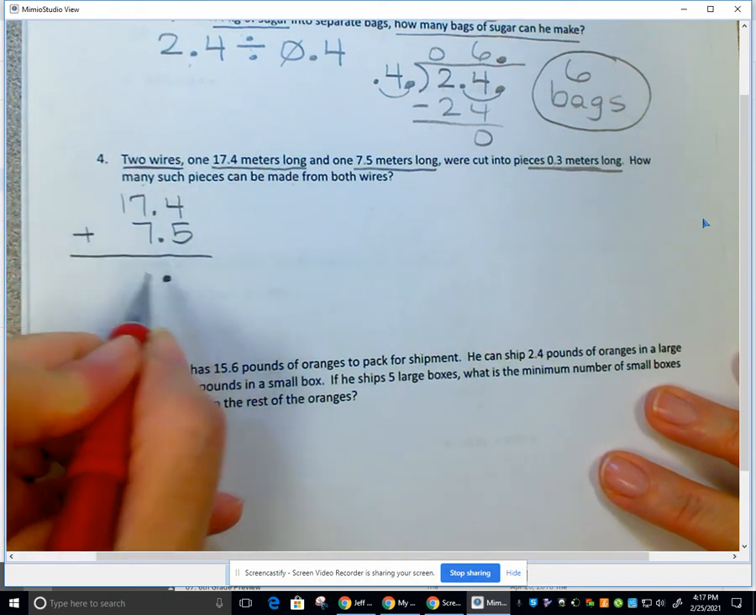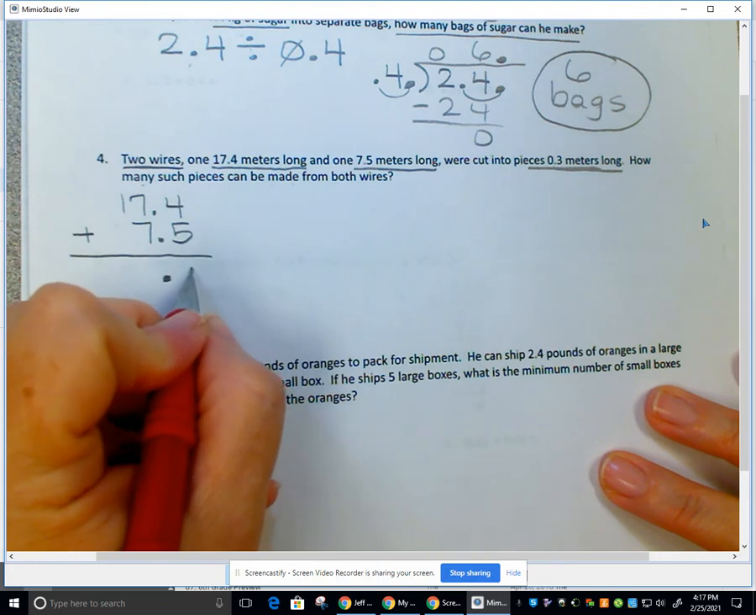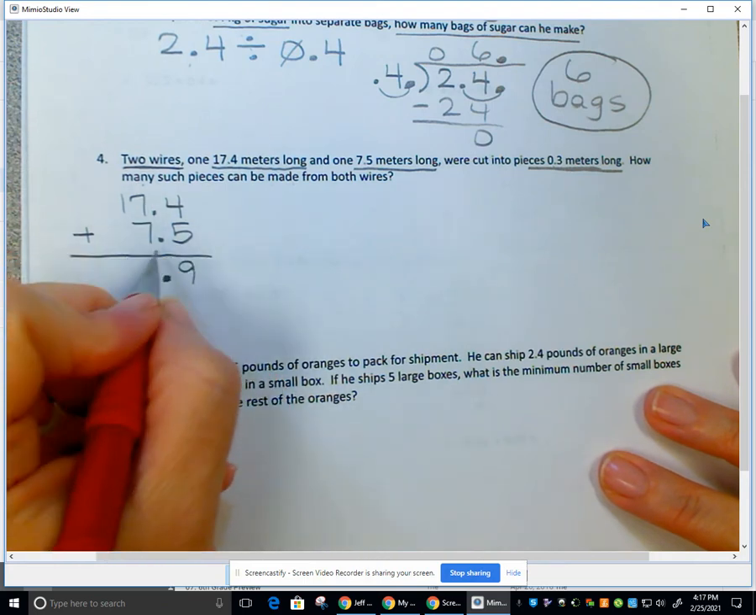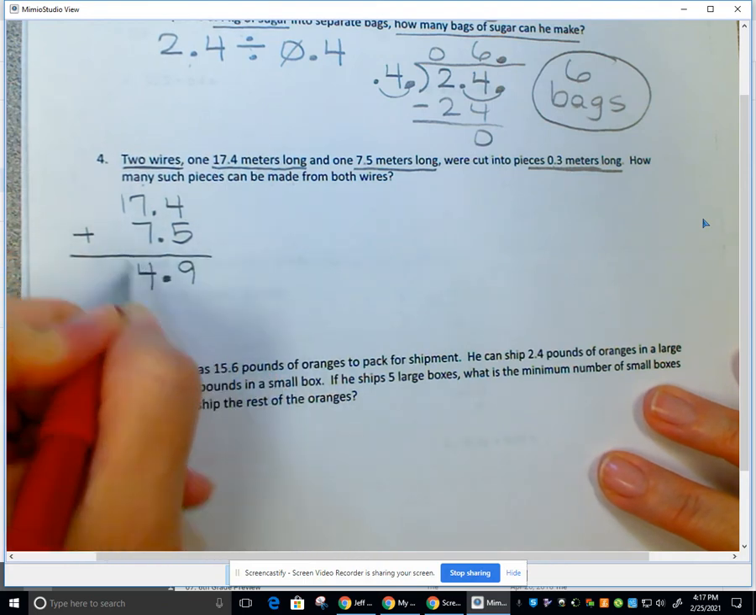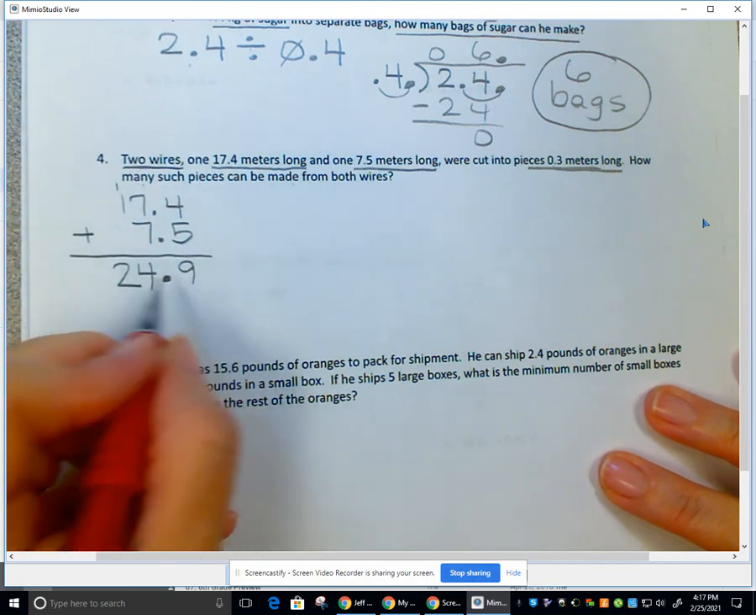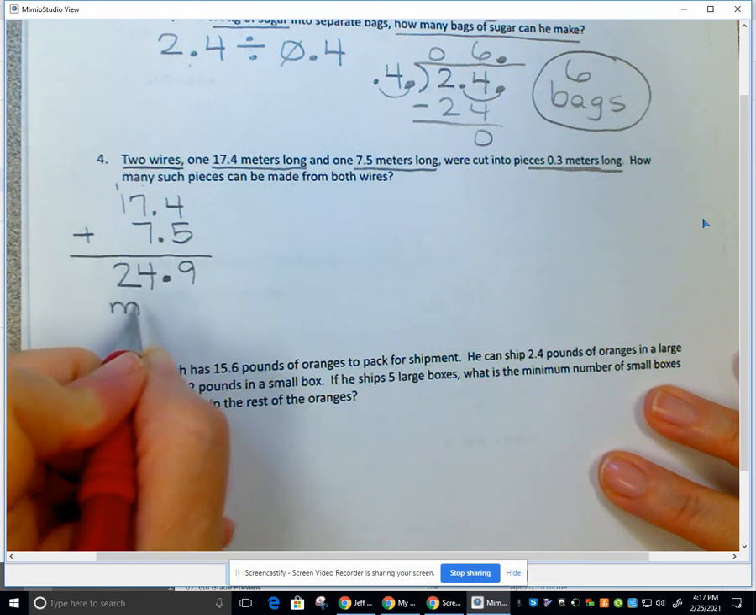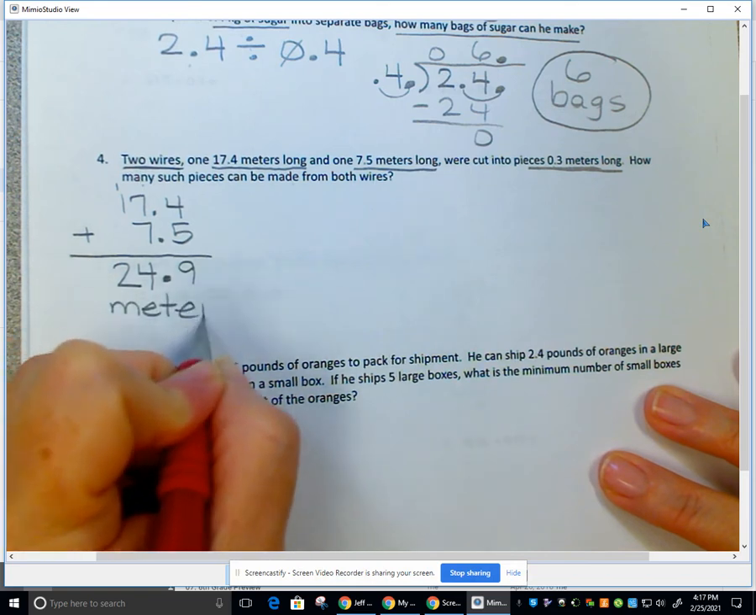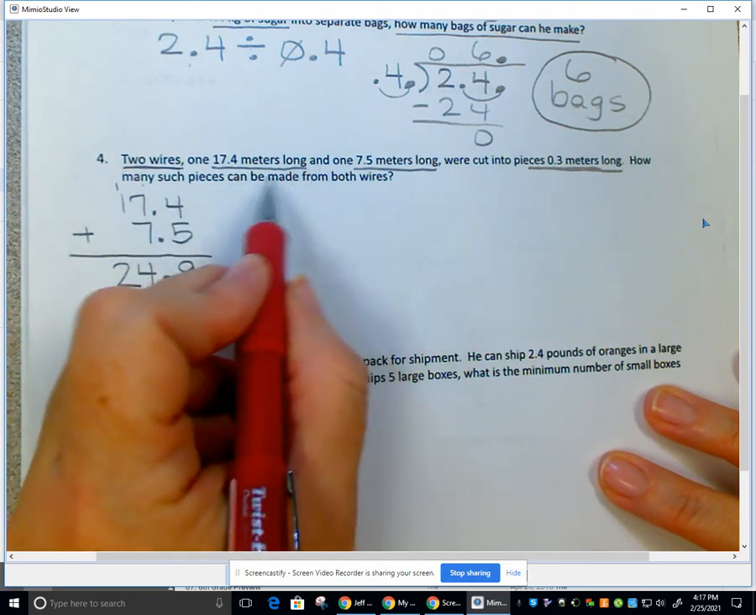Bring my decimal down. 4 plus 5 is 9. 7 plus 7 is 14. Carry my 1. 24 9/10 meters. That's my combined measure for both the wires.